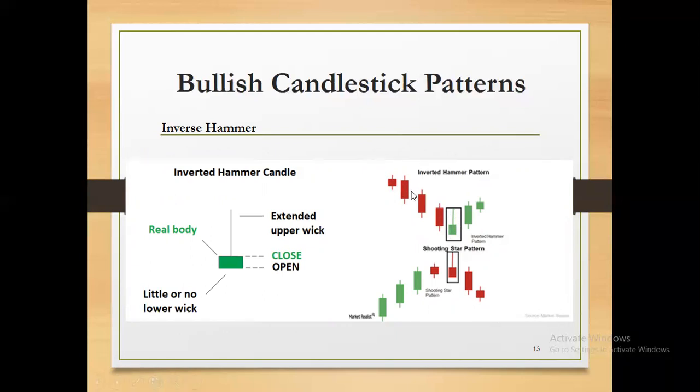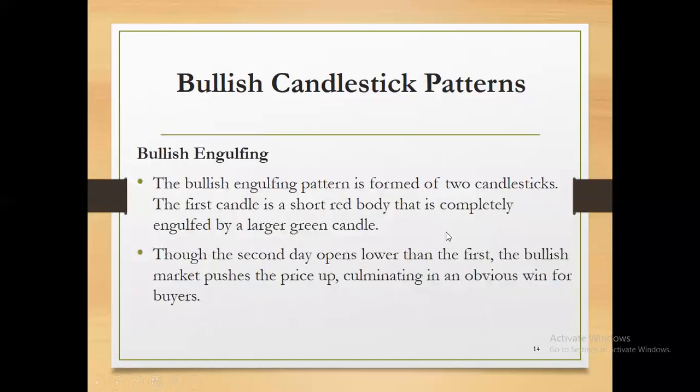So the trend was going down and suddenly we got this. Then we have a bullish engulfing pattern. The bullish engulfing pattern is formed of two candlesticks. The first candle is a short red body that is completely engulfed by a larger green candle, a short bearish candle completely engulfed by a larger bullish candle.